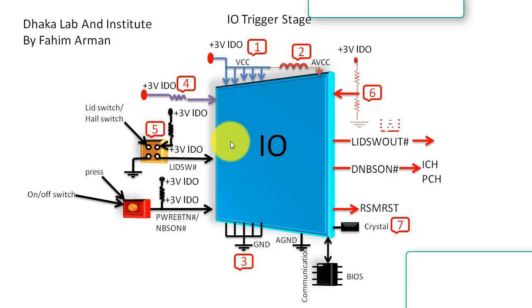So then number 8 is lead switch out, and 9th is the work of the on off switch. After pressing the power button, the 10th, that is NBS on, will be signaled out, and the 11th is the BIOS communication, and the last one is the RSM reset. Okay, and then the process is complete, and it is the IO trigger stage.